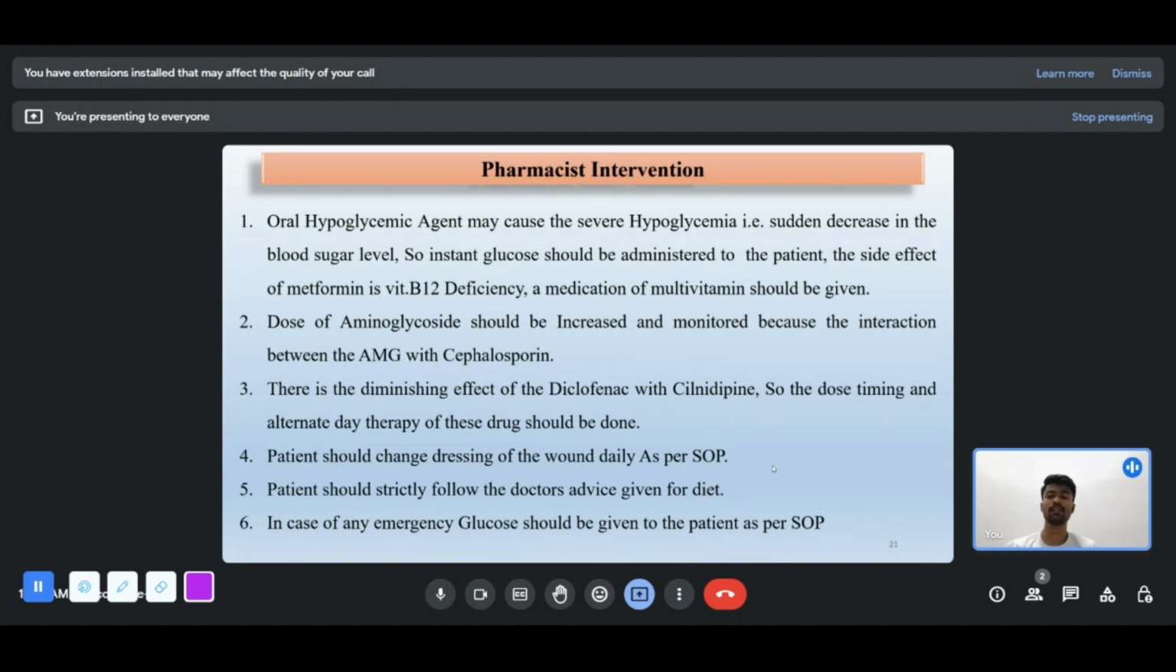Next, pharmacist's intervention. What should the pharmacist do to change the medication, or how should the pharmacist avoid the pharmaceutical issue? The pharmacist intervention, or pharmacist made his own notes and tells the doctor to make changes. The very first is the oral hypoglycemic agent may cause severe hypoglycemia, that is the sudden decrease in the blood sugar. So instant glucose should be administered to the patient. The side effect of metformin is deficiency of vitamin B12. This is a severe condition.